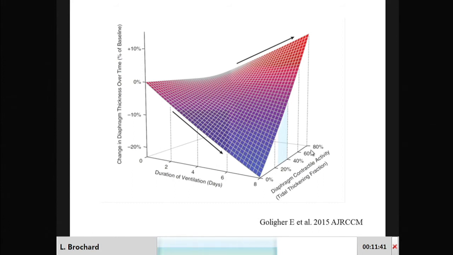Well, and that was approximately 15% of the patients. So if you don't give enough assist, there will be injury to the muscle. And if you give too much assist, there will be atrophy. Well, that's a very difficult job for the clinician.